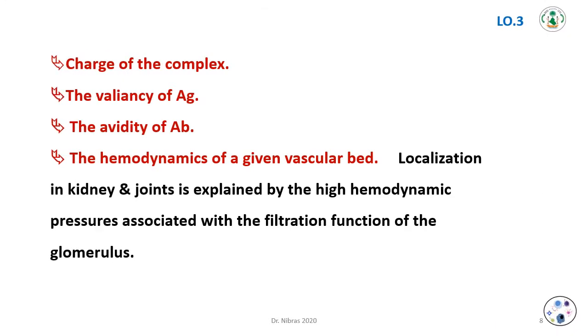Other factors are the charge of the complex, the valency of the antigen, the avidity of the antibody, and hemodynamics of a given vascular bed. Localization in kidney and joints is explained by the high hemodynamic pressures associated with the filtration function of the glomerulus. In that case, all these factors affect the mechanism.